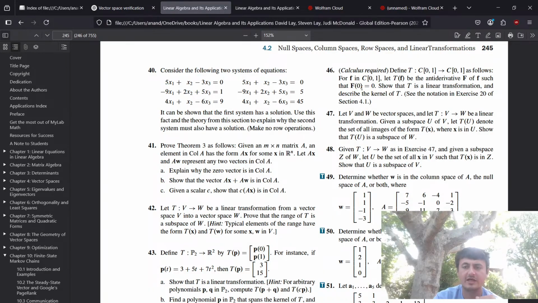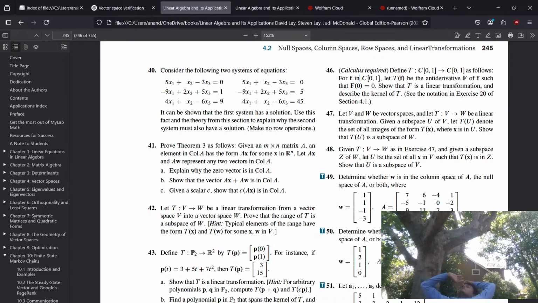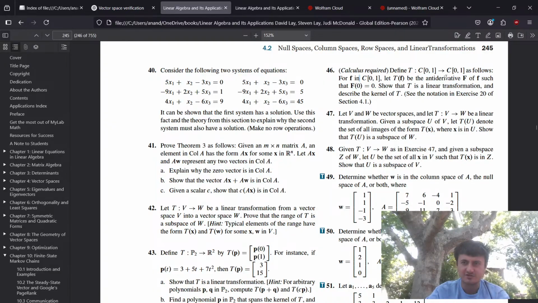This is so cool. I love stuff like that. I don't know how to prove it though, but I know it's true. I just don't know how to prove it.